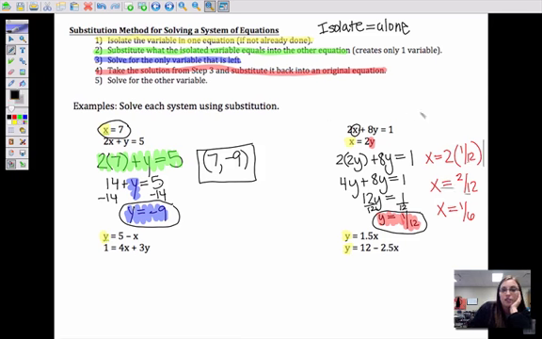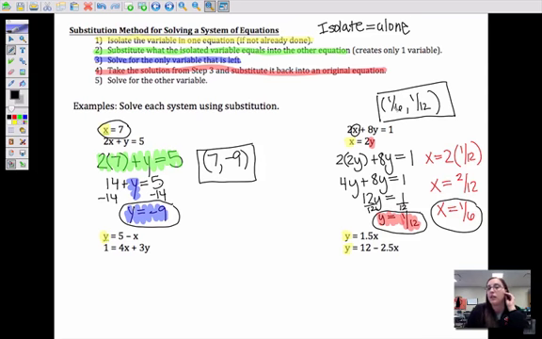So my final solution for this one, now that I've gotten my x, is 1/6 and 1/12. Notice how I'm always writing my answers out nice and clear as a coordinate point so I know which one's x, which one's y, and I circle my answer so that I can find it.